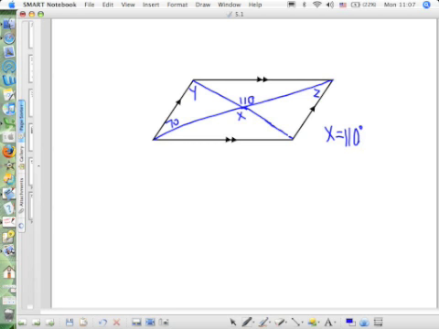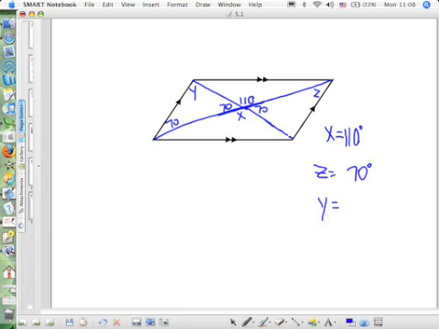What else can we find easily? Z is 70 because they are supplementary. Also, alternate interior, the other 2 vertical angles are 70. Very good. Why? Because that'll help you find everything else. How did you know it was 70? Because this is a straight line, so these 2 angles are supplements to each other.